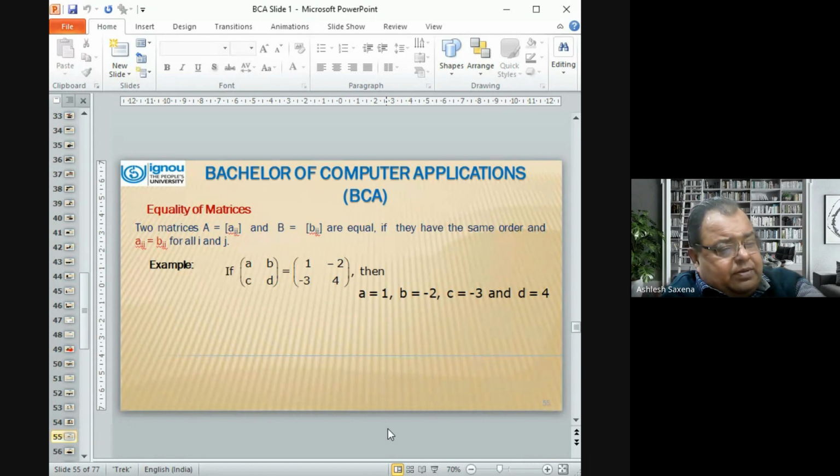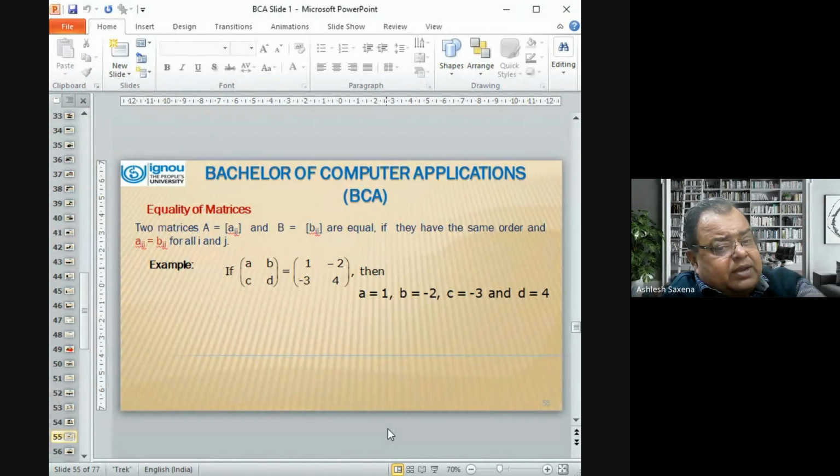What we will be doing? The first matrix on the left hand side has 2 rows and 2 columns. That means it will be a 2 by 2 matrix. And on the right hand side, again we have 2 rows and 2 columns. That means it is of 2 by 2 order. If both the matrices are of the same order, they can be equated. If they can be equated, then each respective element will be the same.